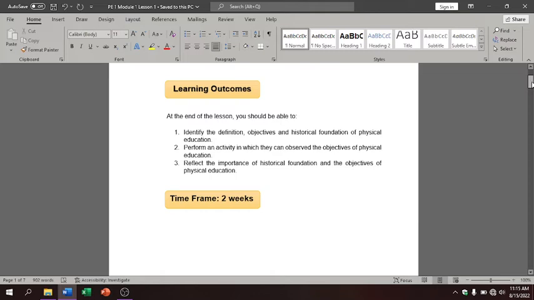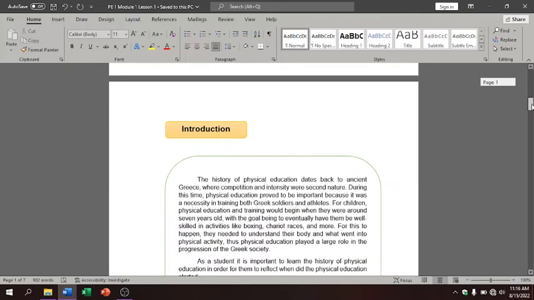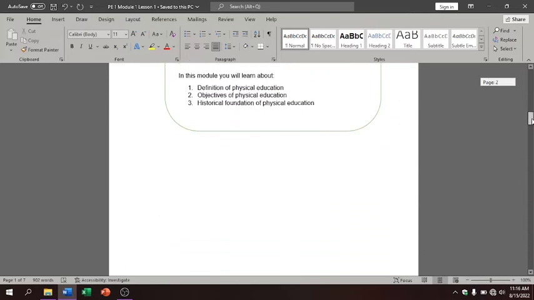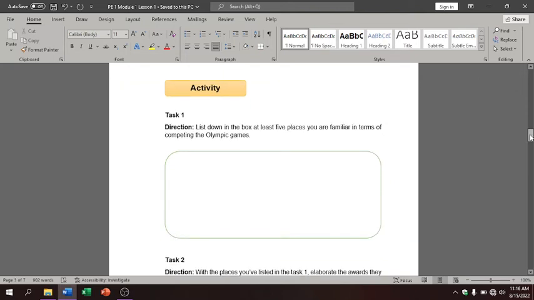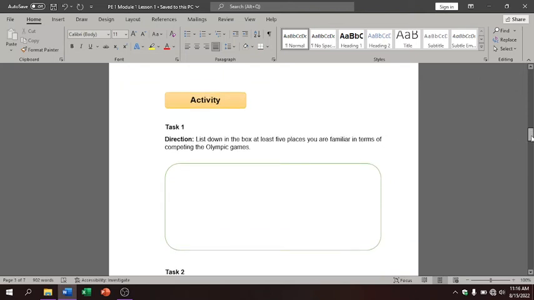Actually, the time frame of this module is 2 weeks, but I think it will be easy for you, so I am planning to make it only 1 week. Okay, so let's proceed to our module. First, we have the activity.